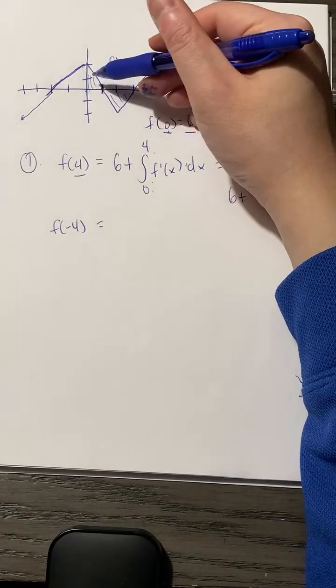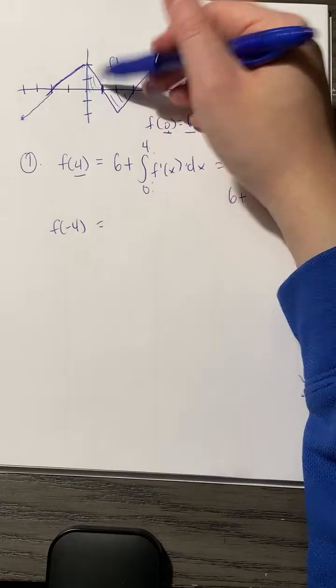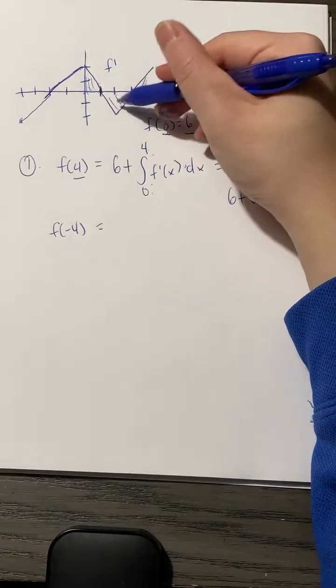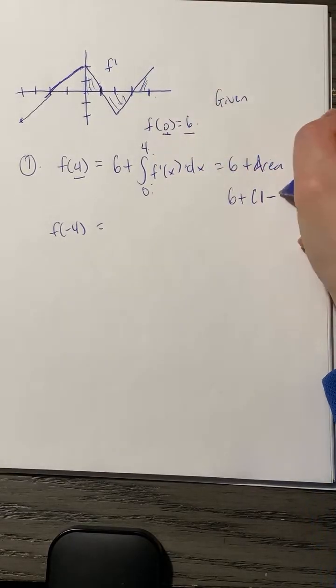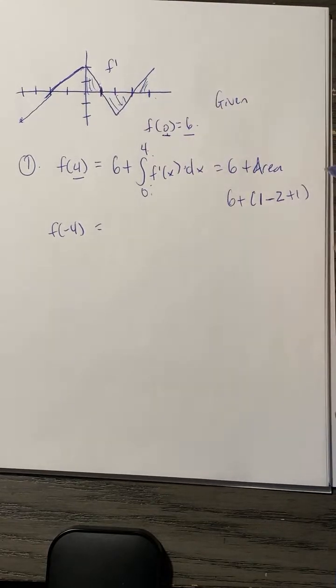Let's just find the areas of these triangles. This triangle looks like it has area 1 because it's 1 times 2 divided by 2. So I'm going to put area in parentheses. So that was this triangle. This triangle will be double that, but it's negative because it's underneath. And then this triangle will be the same as this, so it'll be plus 1. So this one is 6.